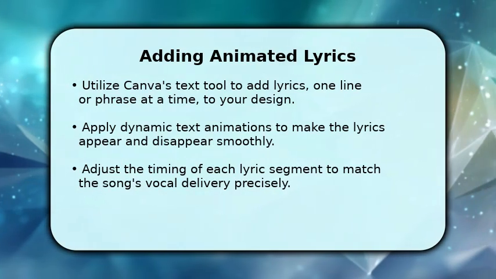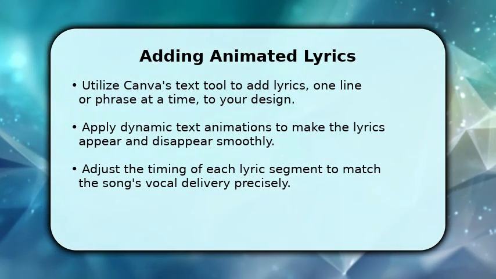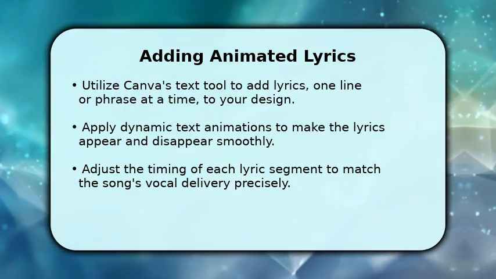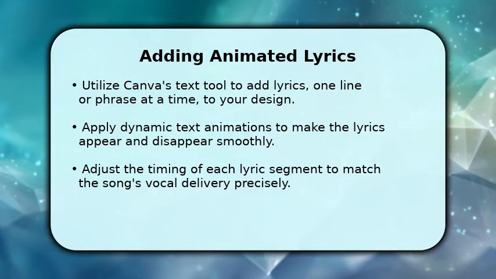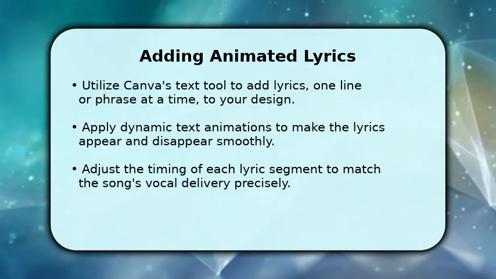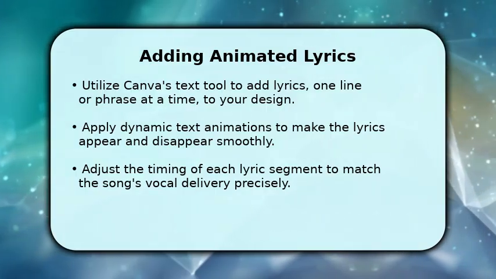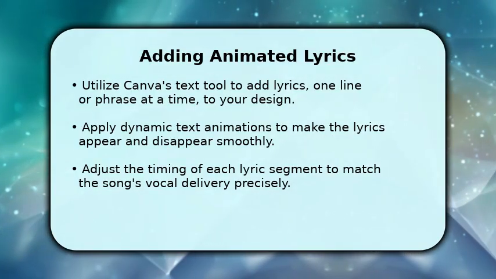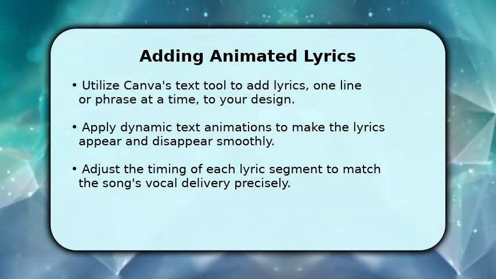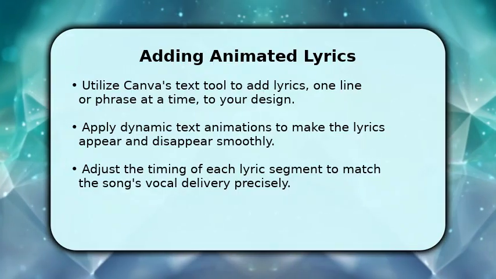Now, let's bring those lyrics to life. Use Canva's text tool to input your song's lines, one by one, onto your canvas. The magic happens with text animations. Choose effects that make the words pop up and fade out gracefully. Crucially, you will need to meticulously time each lyric segment to align perfectly with the song's vocals. This step requires careful attention to detail for a professional look.